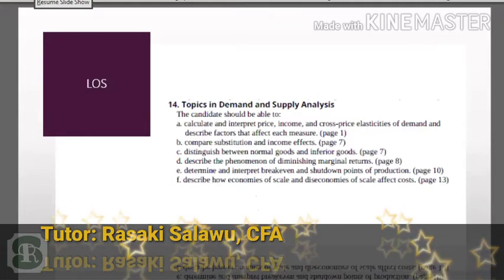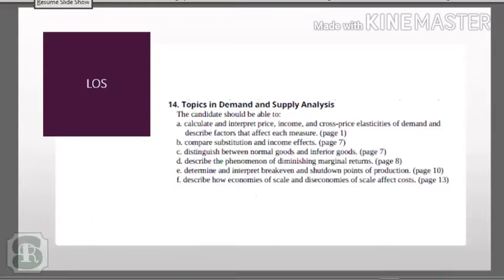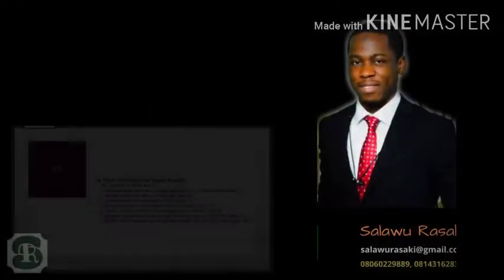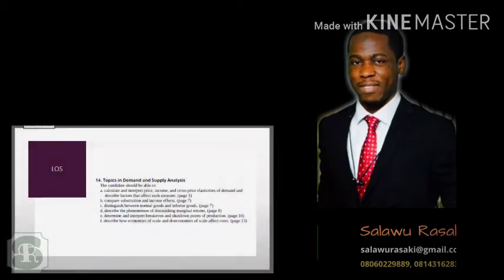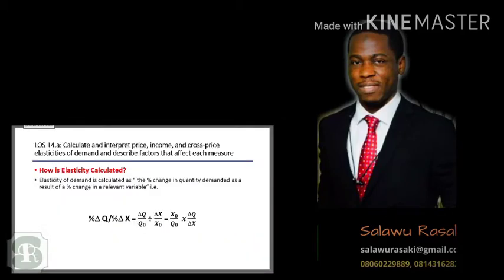And then lastly, in this reading, we're going to look at a description of the economies and diseconomies of scale and how that affects the cost of production. So moving on to the very first LOS, which says calculate and interpret price, income, and cross-price elasticities of demand.